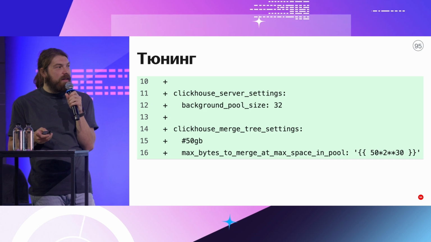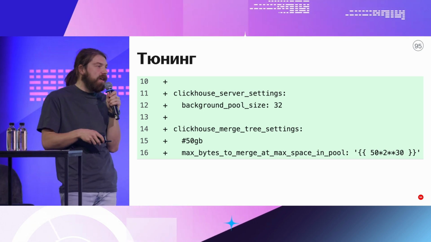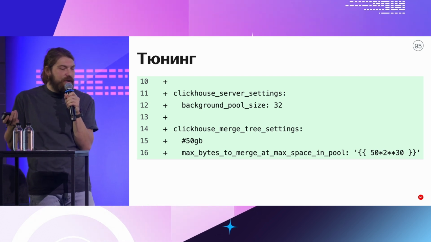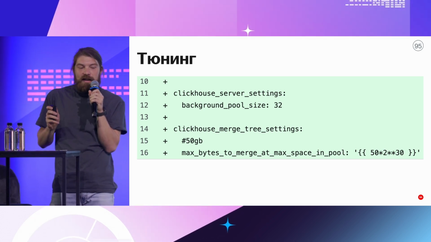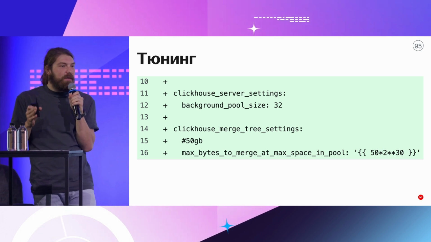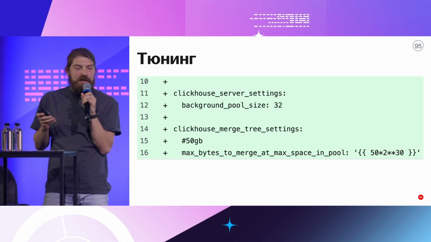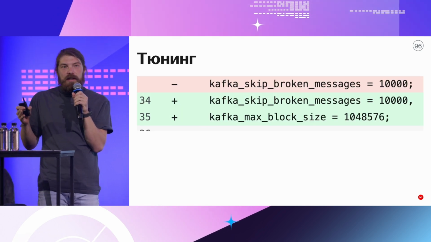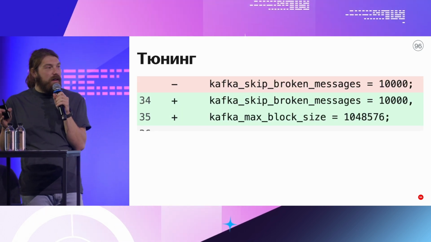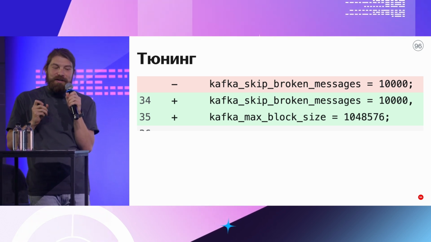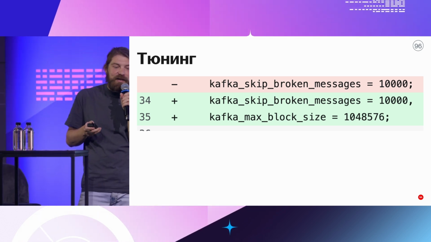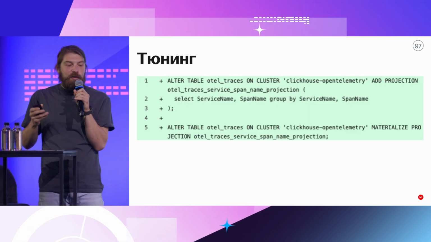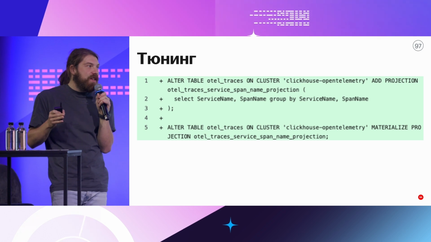And here we were tuning the size of the background pool. And more often than not, we spend on merge file tables. So 32 seemed to be okay. And also we grew the maximum file size, bringing it to 50 gigabytes. And it started working a bit faster. Also, we optimized recording. I forget how much we had initially, but now we have 1 million lines from Kafka being inserted.